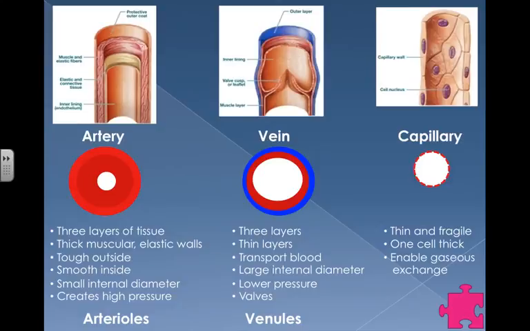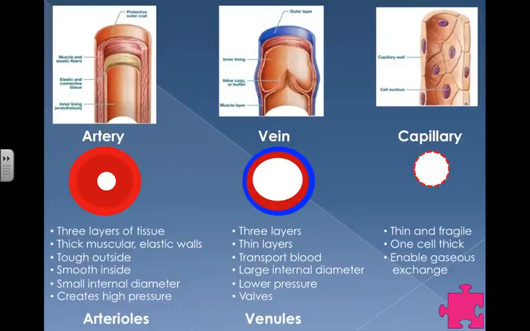The smallest of these are arterioles, which have thinner walls than arteries. So an arteriole is a small diameter blood vessel that extends and branches out from the artery and leads to the capillaries. So that's a little bit extra information that you guys wouldn't have had yesterday.